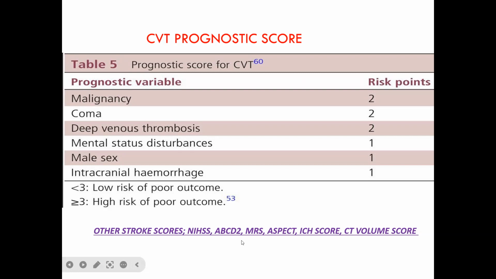For malignancy, if the patient is having malignancy, give 2 points. If the patient is comatose, 2 points. If the patient is having deep venous thrombosis, give 2 points. If altered mental status is there, 1, and intracranial hemorrhage is there, 1. Total points would be around 9. If the patient has 3 or less than 3, they will have a good outcome. If the score is 3 or more, they will have high risk, and they will end up with complications. Okay.